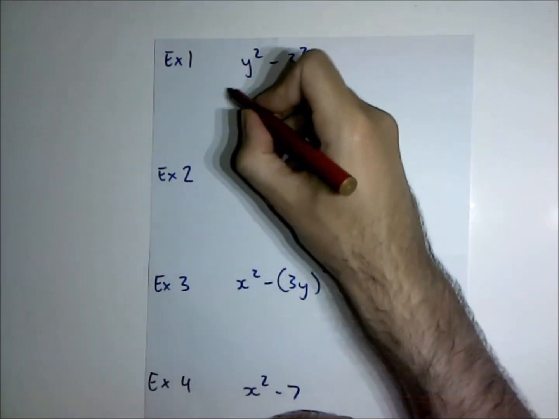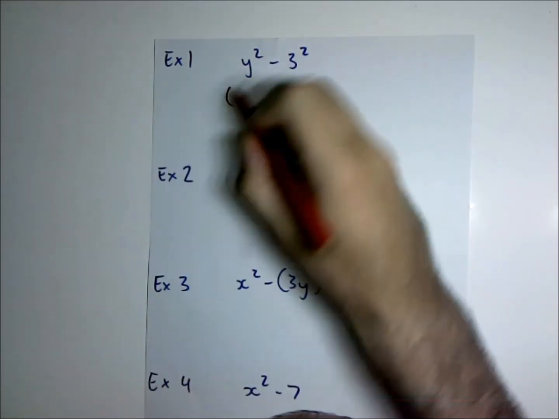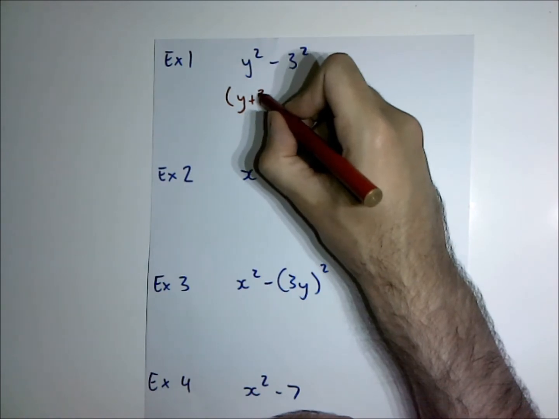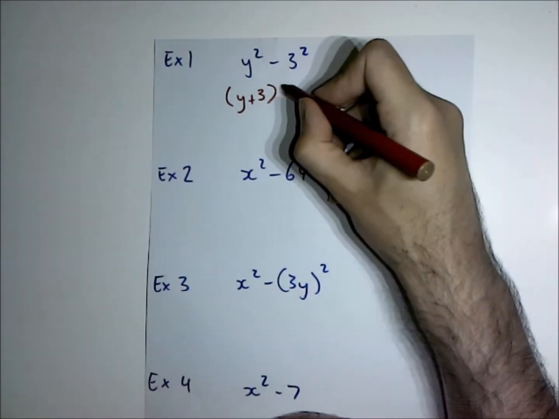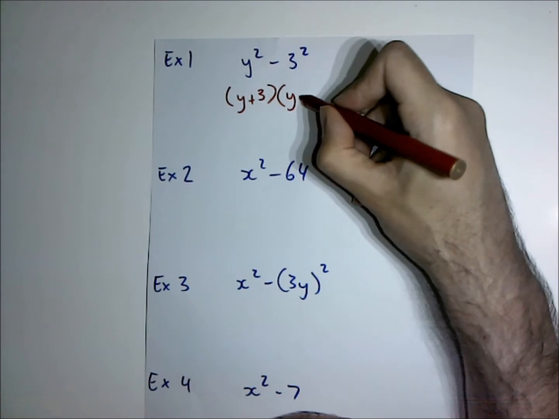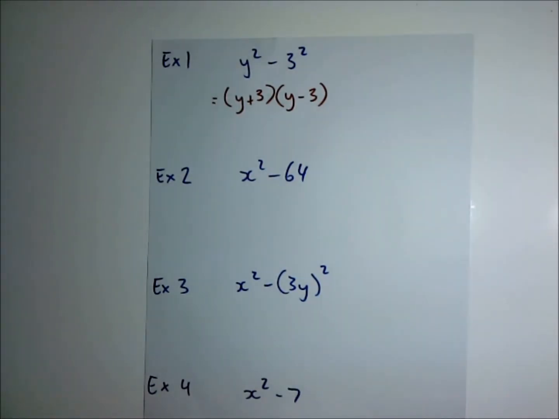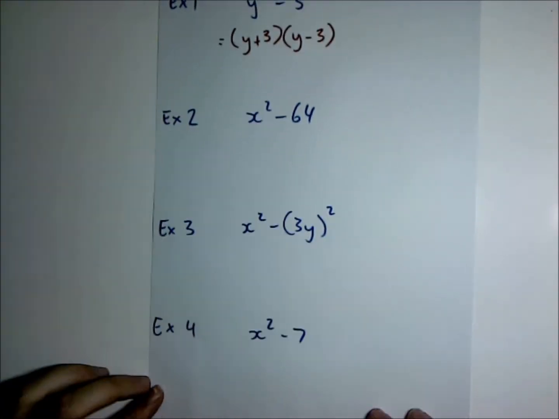So all we do is take your first letter or number, so y, plus your second variable or number, so y plus 3. In your second bracket, it's the first one subtract the second one, and you're all done. It's that easy if you can remember it. Let's go to a tougher example.